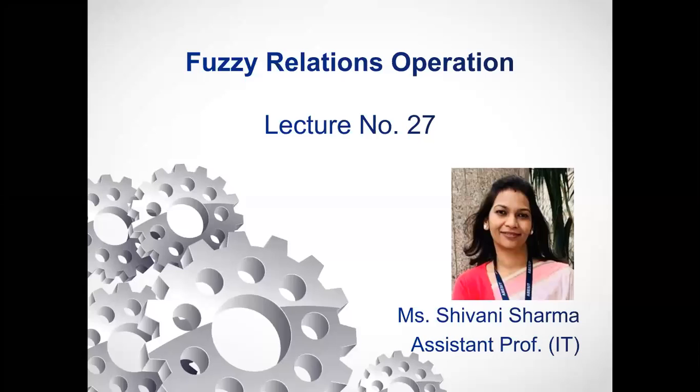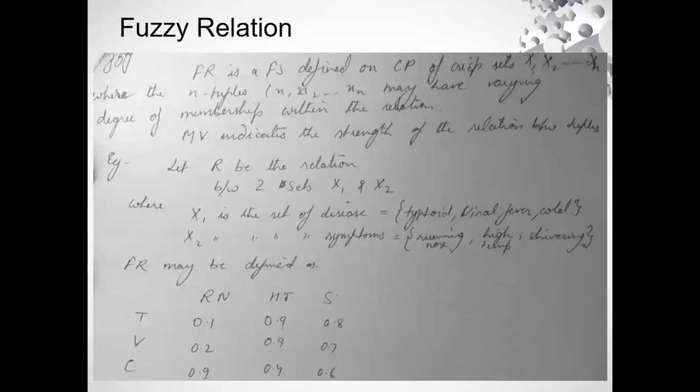Alright, so this particular lecture is regarding fuzzy relation operations. First of all, we have understood what is crisp relation. Now we are going to understand what is fuzzy relation. So it's all about crisp set and then the fuzzy set, crisp operations, then the fuzzy operations. Then we studied the crisp relation and now the fuzzy relation. Now, basically, what is fuzzy relation?